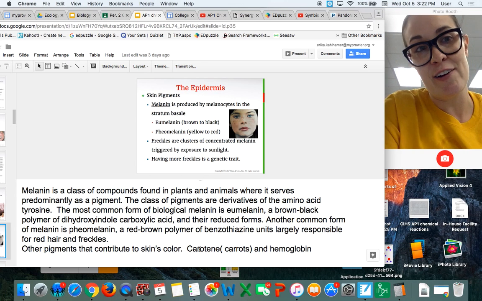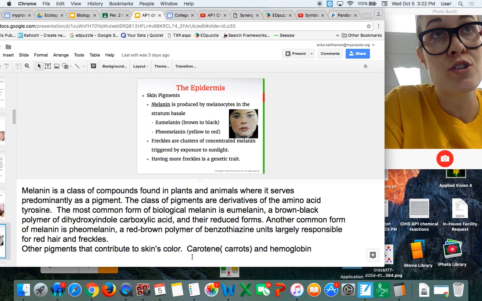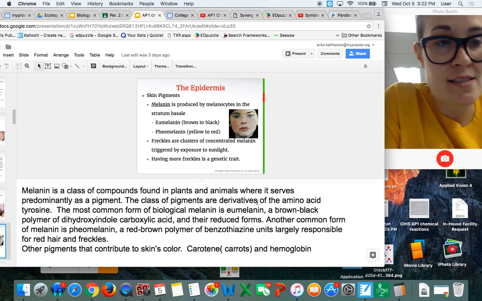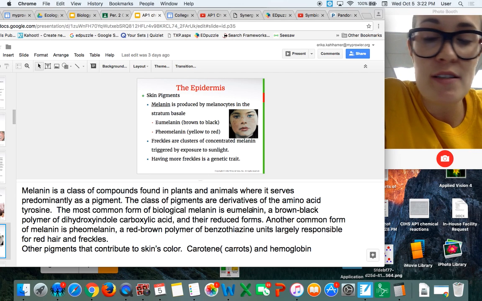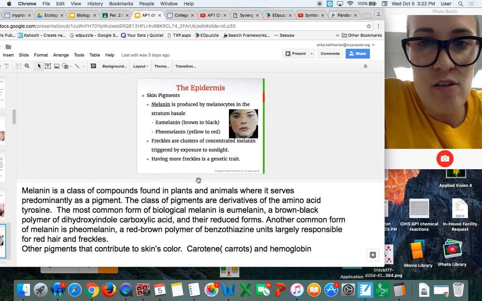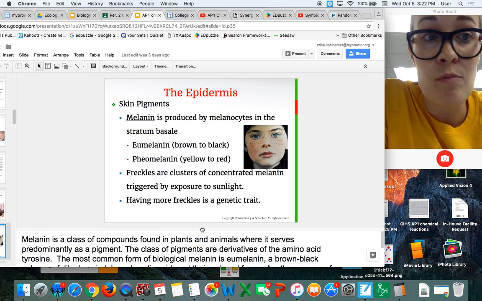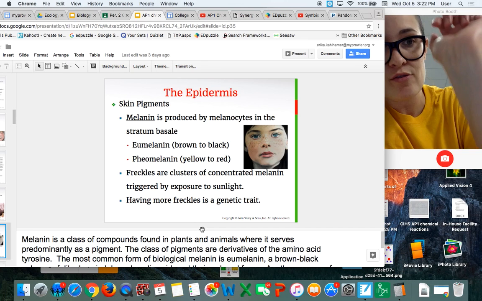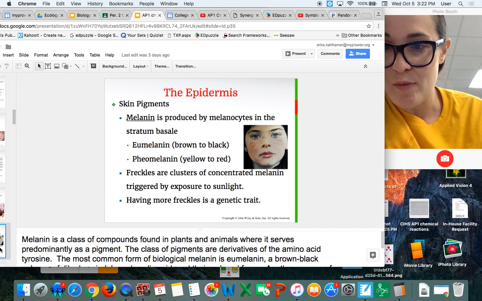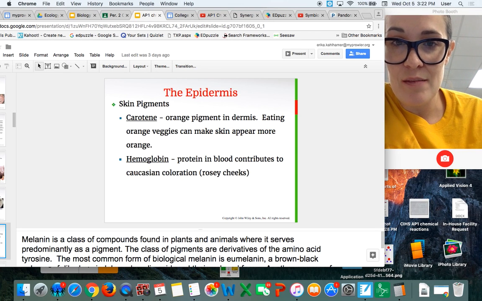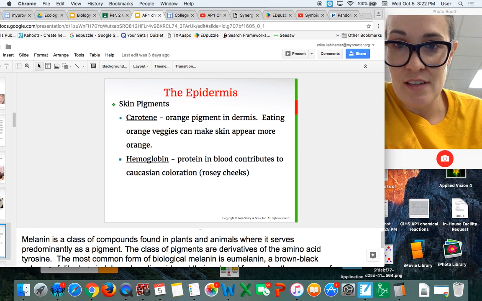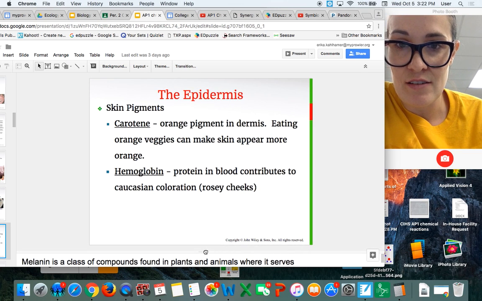If little kids eat a lot of carrots, their skin can get a little orangish in color. And hemoglobin is that protein in your blood cells. You know how people sometimes look kind of bluish, like I do? It's due to the hemoglobin protein. And rosy cheeks are also due to hemoglobin.